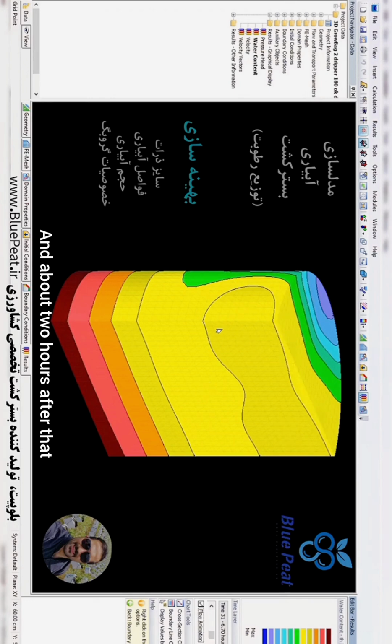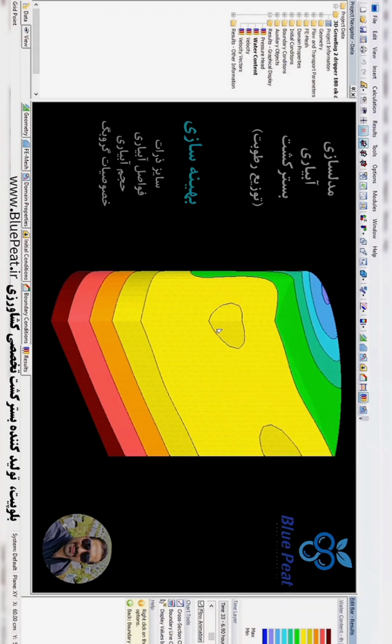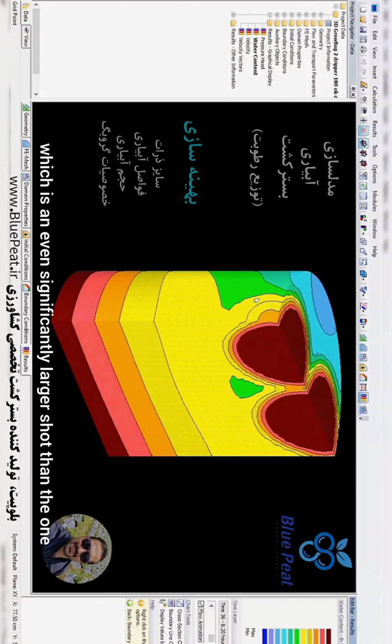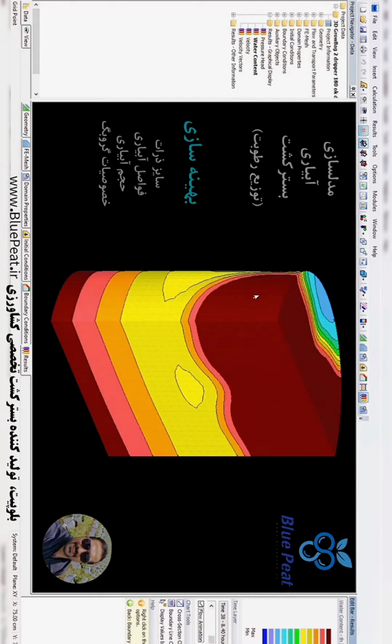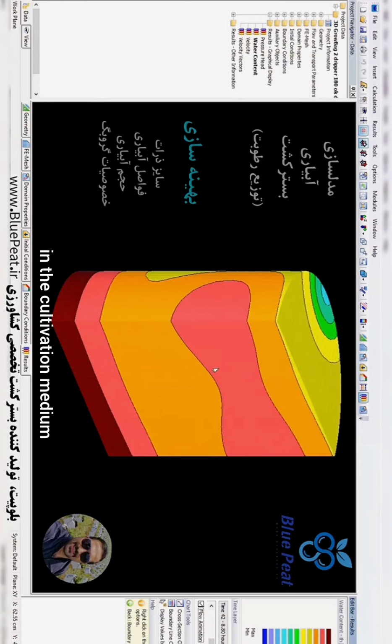And about 2 hours after that, we simulated the very next shot to see what would happen. And here is the subsequent shot, which is significantly larger than the one that occurred at noon. The resulting moisture is also fully distributed in the cultivation medium.